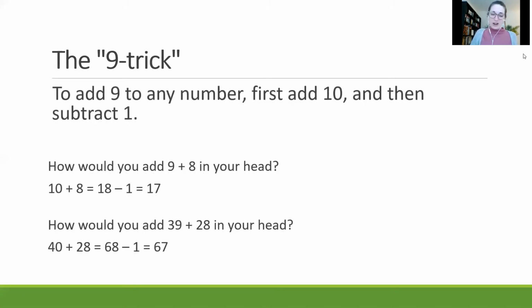To look at this in another context, you could also use it with other numbers. Like if we had 39 plus 28, well, I could do something similar. I could round my 39 up 1 number to 40, because 40 plus 28 is a lot easier to deal with. It's 40, 50, 60, and then 8 more, that's 68. And then I just take 1 away, which is 67.